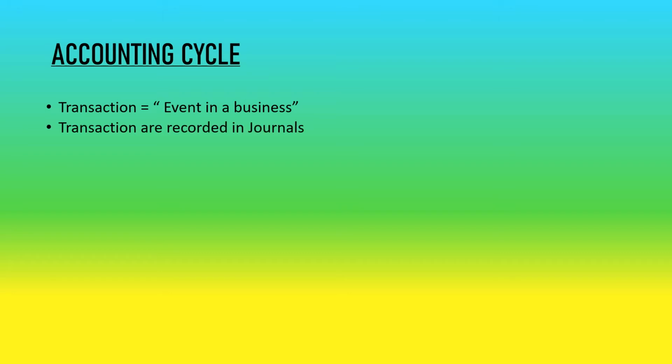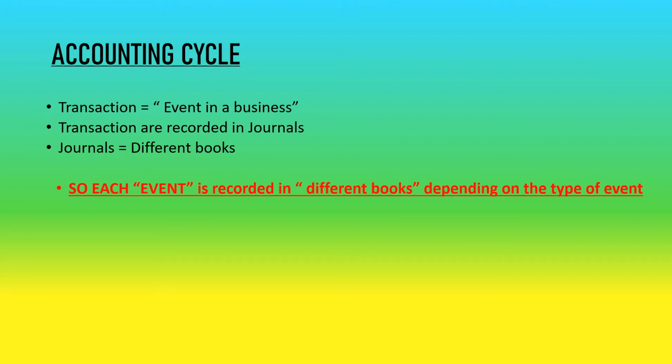So let us talk about the accounting cycle. The accounting cycle comprises of a transaction. A transaction is any event that happens in a business. Transactions need to be recorded in journals. A journal, or rather journals, are different types of books that are available for you to record your transactions in. The book that you're going to decide to record it in depends on the type of transaction it is.